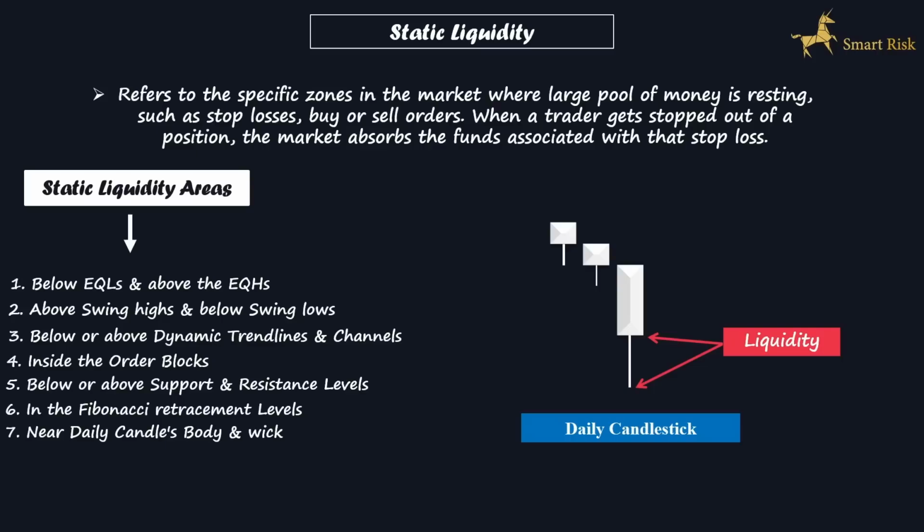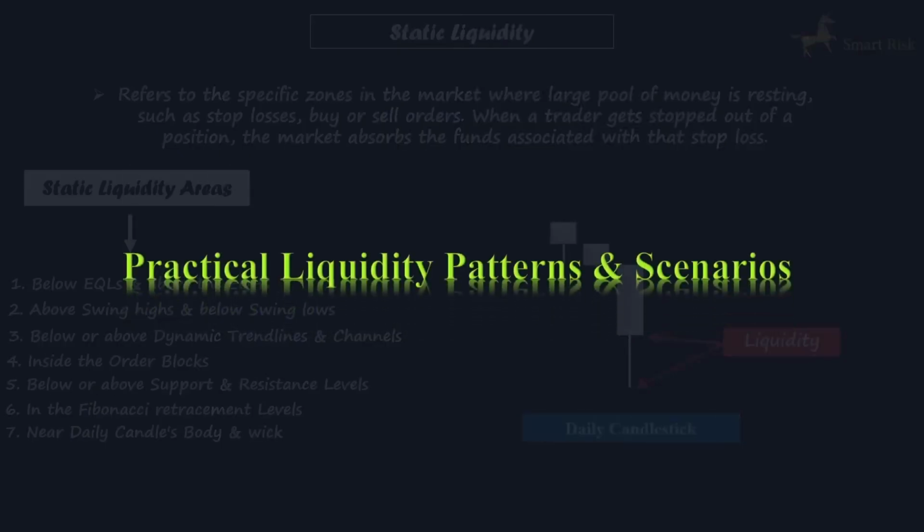Some of these zones and patterns are especially important as they're widely recognized by traders, attracting more stop-loss and pending orders, increasing the likelihood of price moving towards them to absorb liquidity. Let's now focus on practical liquidity patterns and scenarios that are more likely to drive price movements compared to other liquidity zones. Identifying these zones on our price chart enhances the reliability of our trading strategies, improving the probability of successful outcomes.